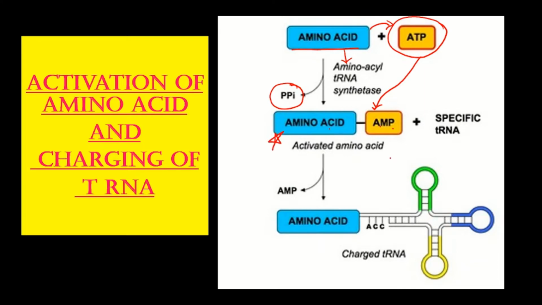Now this activated amino acid will bind to the specific transfer RNA and once it is bound, AMP रिलीज हो जाएगा. अमीनो एसिड्स अब डायरेक्टली ट्रांसफर RNA के साथ अटैच्ड हो जाएंगे. This process is called charging of transfer RNA और इन RNA को हम कहेंगे चार्ज्ड ट्रांसफर RNA.